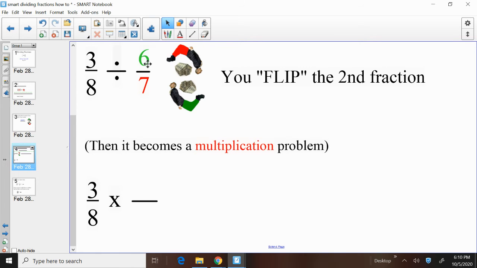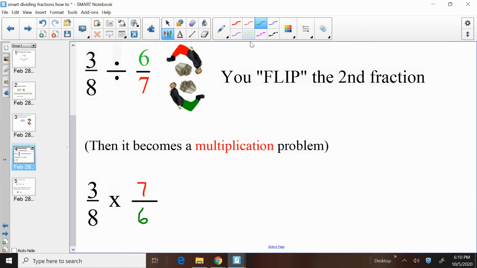So after we do that, when we take that 6 and flip it to the bottom, and take that 7 and flip it to the top, okay, so the 7 flips to the top, the 6 goes to the bottom. Okay, then it becomes a multiplication problem. So it's like keep, change, flip. Keep the first fraction, change the division to multiplication, and flip the last fraction. And then you would just multiply across, just like you did.